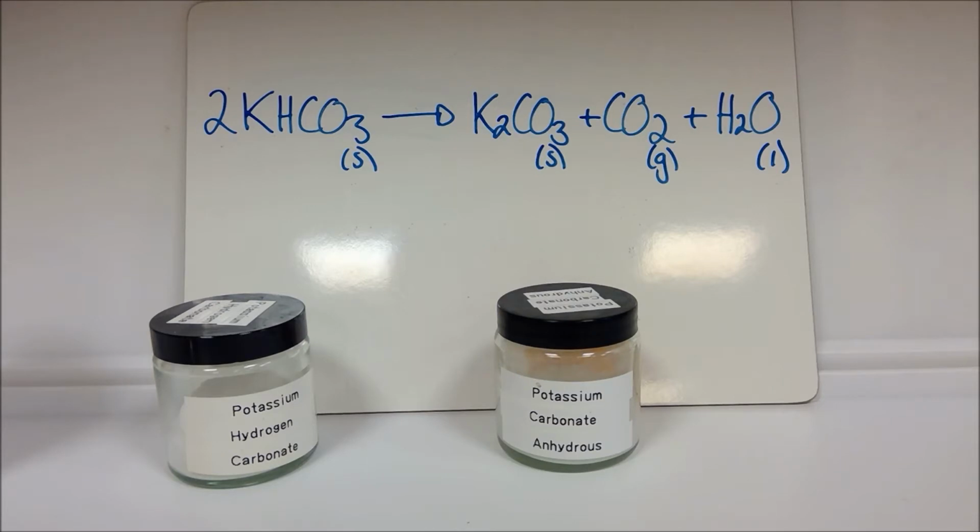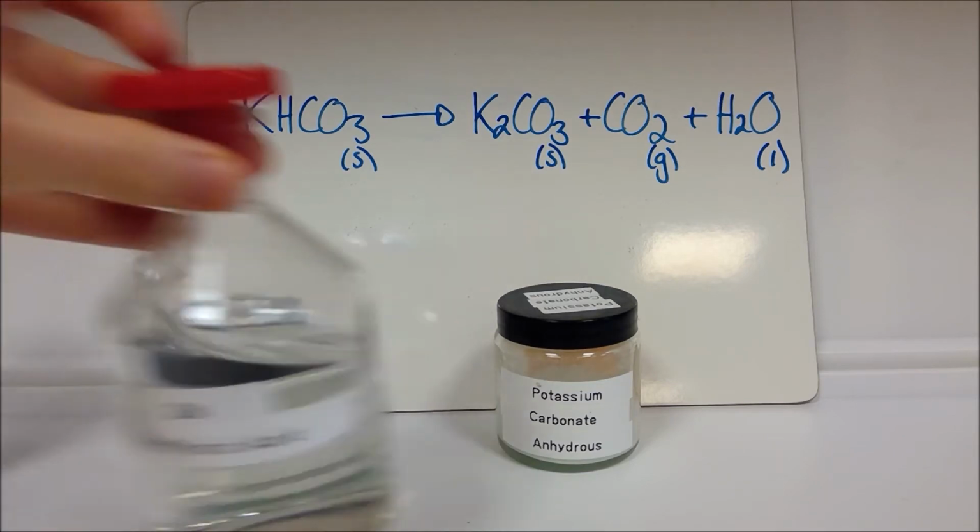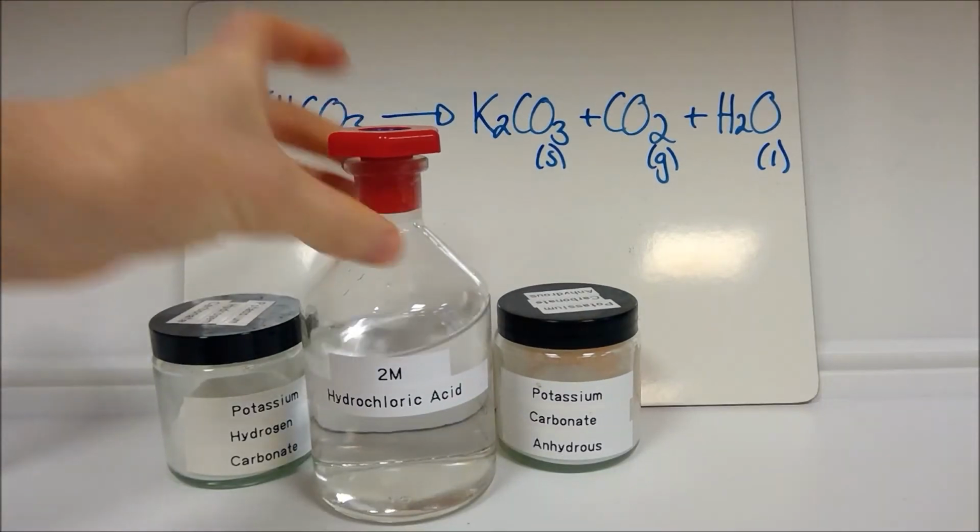So there's no point putting a thermometer in there as well, because we're not going to be able to measure the temperature change. So what we need to do is have a look at two different reactions that we can then link together with a Hess cycle. So what we're going to do here is use the reaction of each of these with hydrochloric acid.